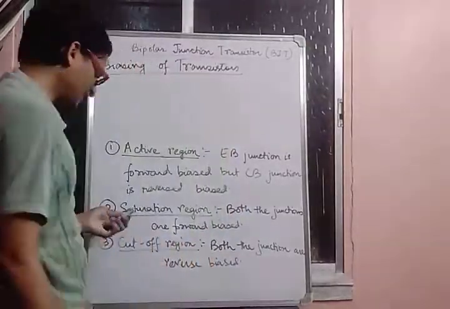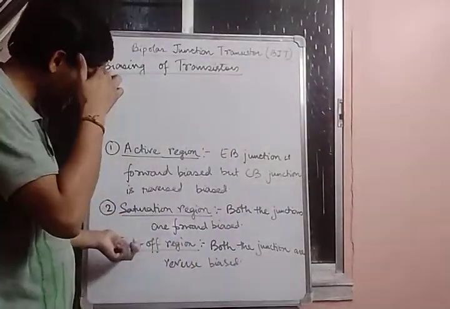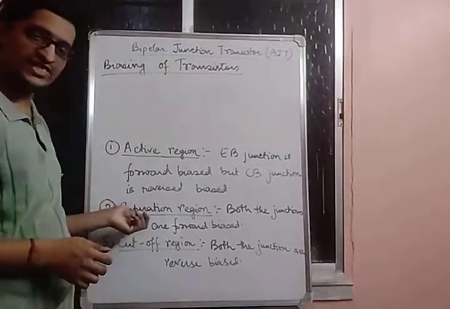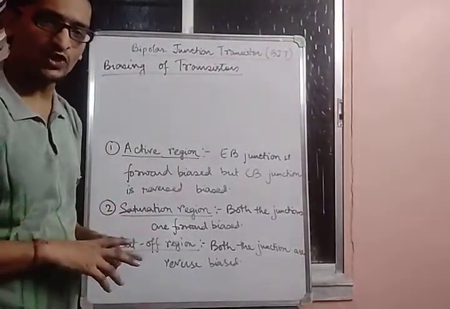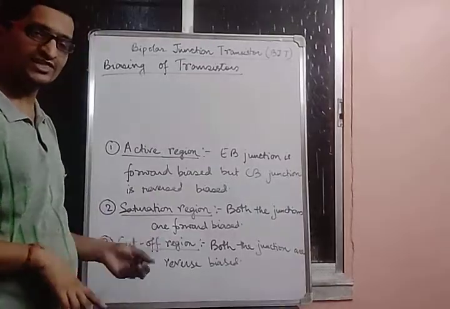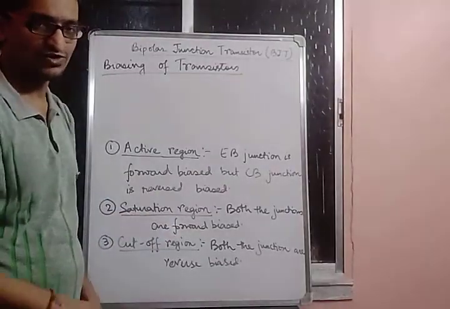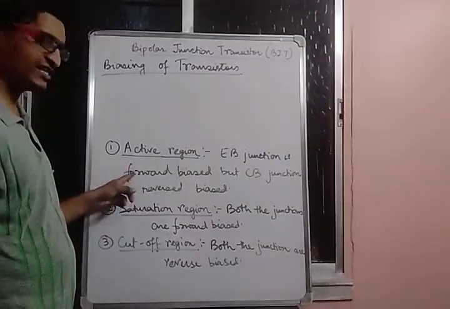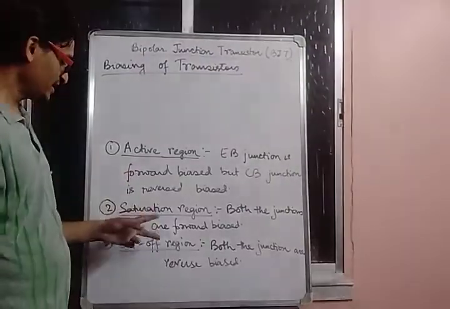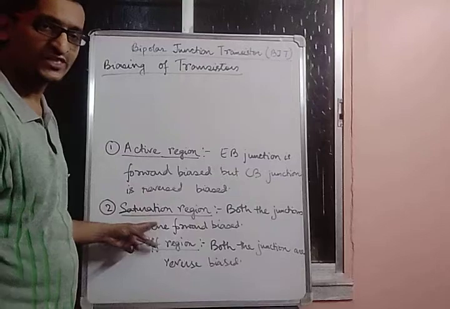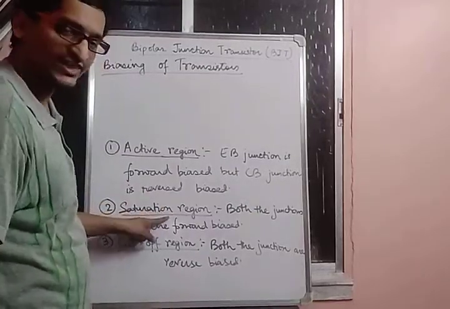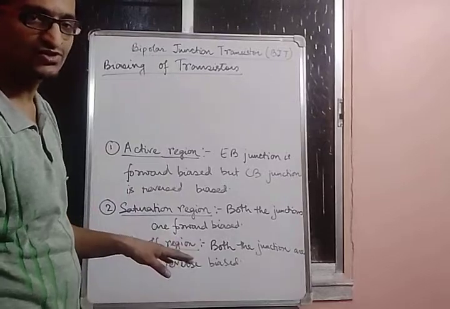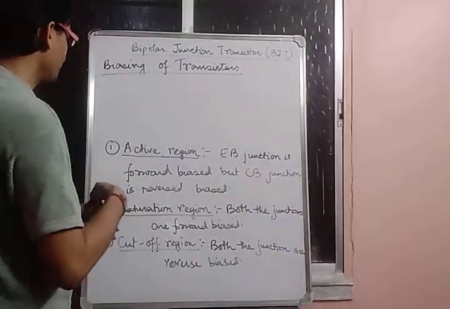So in case of your saturation region and in case of your cutoff region, the transistor will be acting like a switch. In saturation region, the switch is completely on. On the other hand, in case of your cutoff region, the switch is completely off. Here the transistor operates as an amplifier. Here the transistor operates as a switch. So these are the three regions.